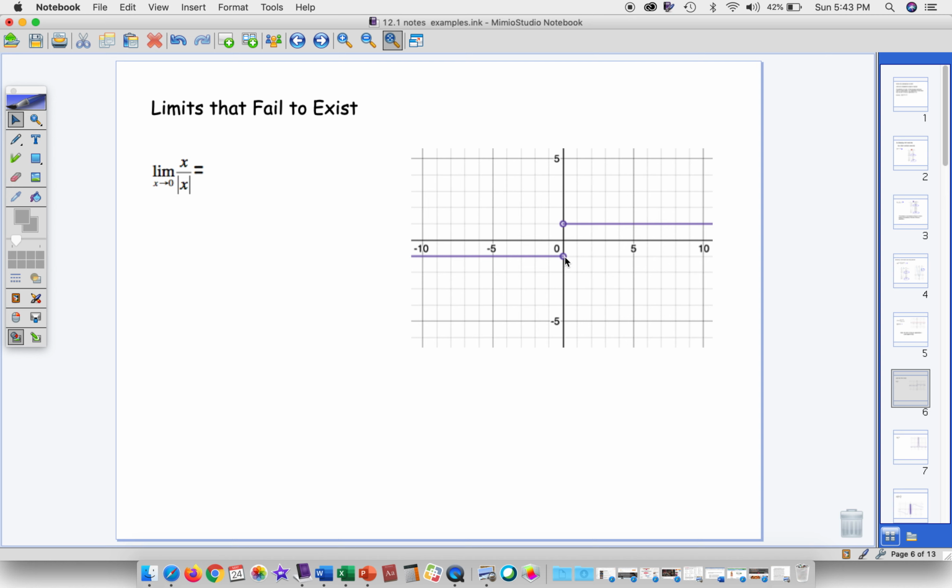When x approaches 0, the y values from the left-hand side are approaching -1, and the y values on the right-hand side are approaching +1. So the limit as x approaches 0 of x over absolute value of x fails to exist. So we put DNE for does not exist, and you're going to follow that up with the reason. In this case, the reason is different left-right behavior.